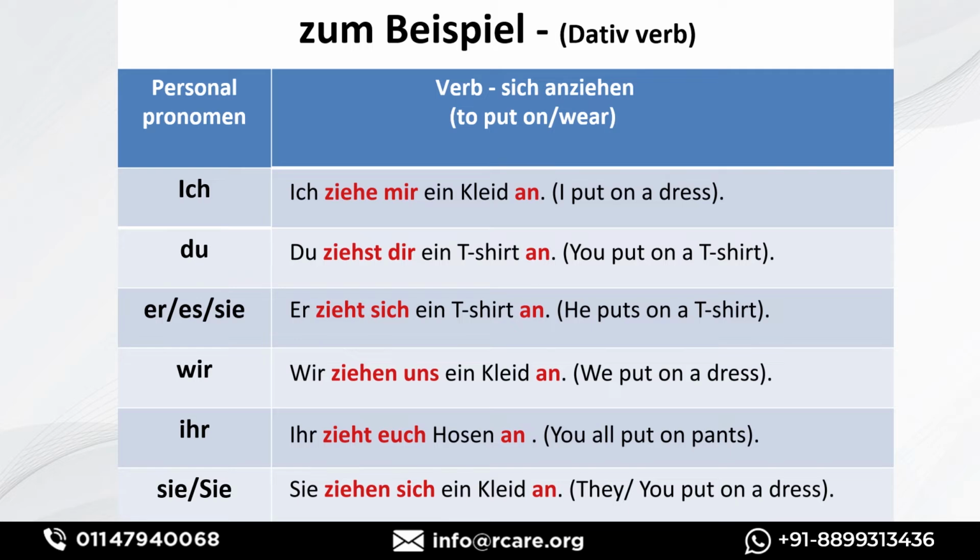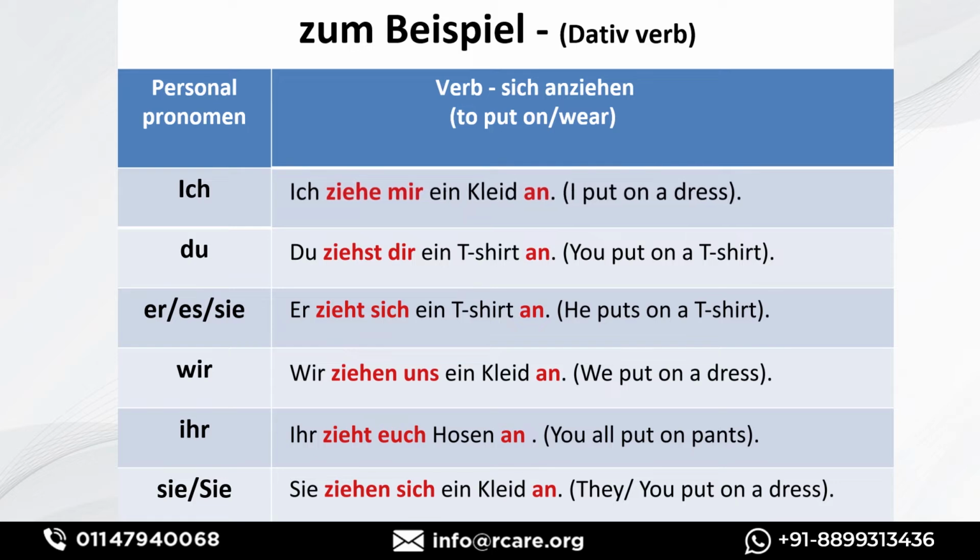Let's come to the next example, which is a dative reflexive verb. Sich anziehen, to put on or to wear. Now the verb anziehen is a separable, or trennbar, verb. So it will be separated. The first part will go at the end. The second part will come at the second position.